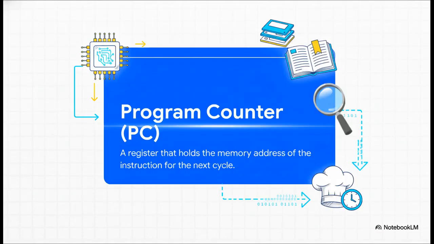First up, we have the program counter, or PC. Its job is super simple but absolutely crucial. It just holds the memory address of the next instruction the CPU needs to run. It's like a bookmark in a cookbook. It's always pointing to the next step so that our chef, the CPU, never loses its place.